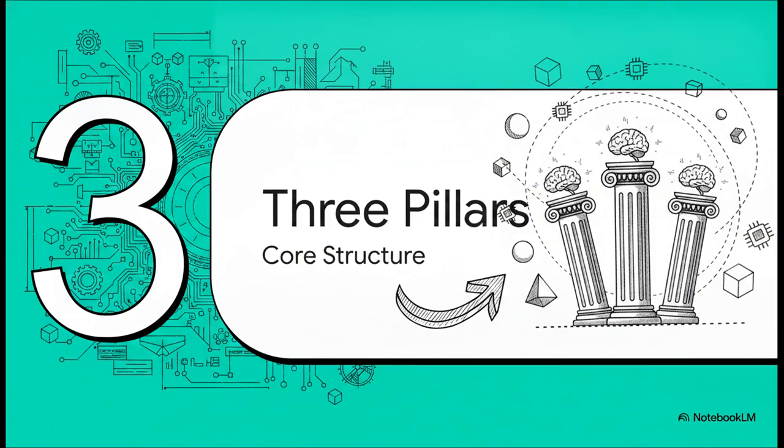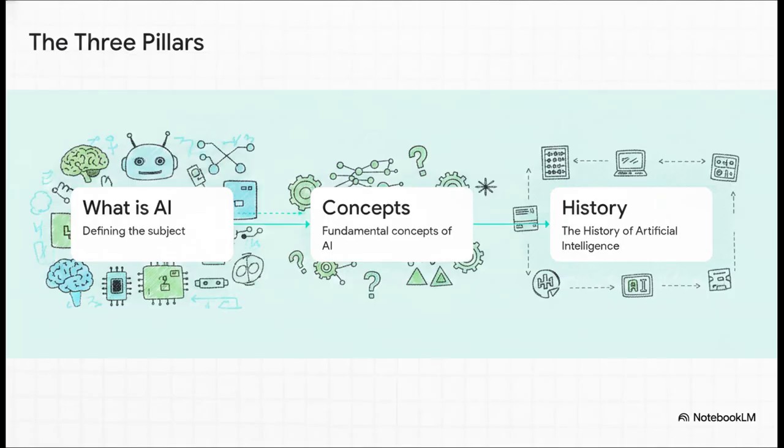Okay, Section 3, 3 pillars of AI, the core curriculum structure. The learning journey here is explicitly structured into 3 sequential pillars. First, it demands an explanation of what is AI, followed by the fundamental concepts of AI, and rounds out with the history of artificial intelligence. It's totally logical. I mean, you can't really grasp the history without the concepts, and you definitely can't get the concepts without defining the subject first, right?